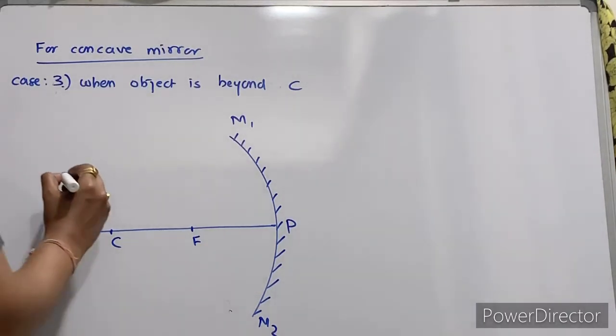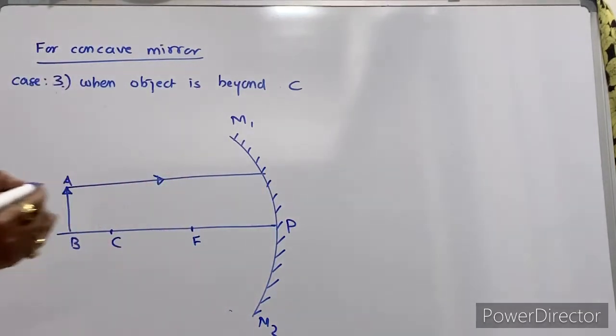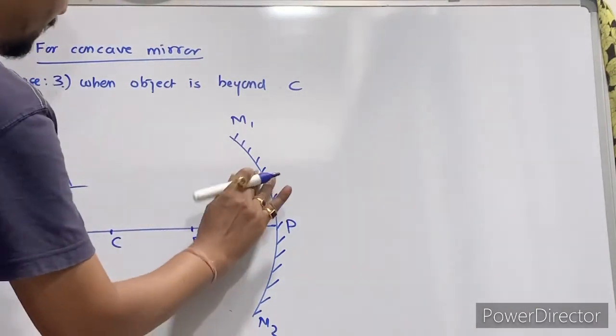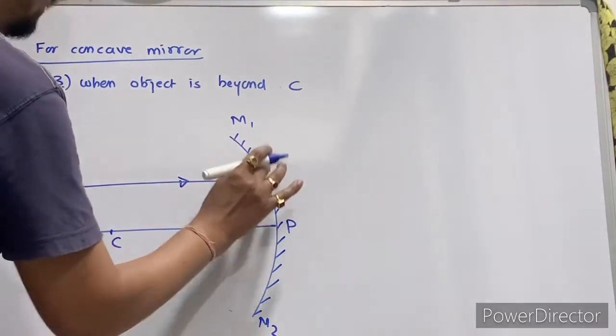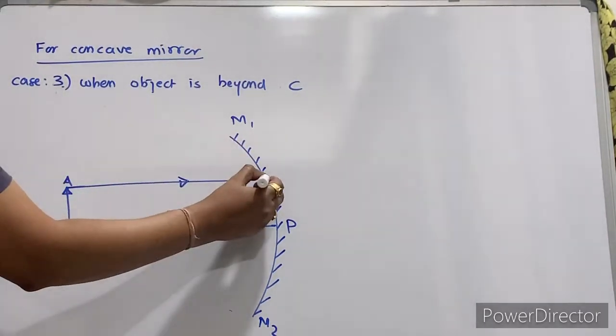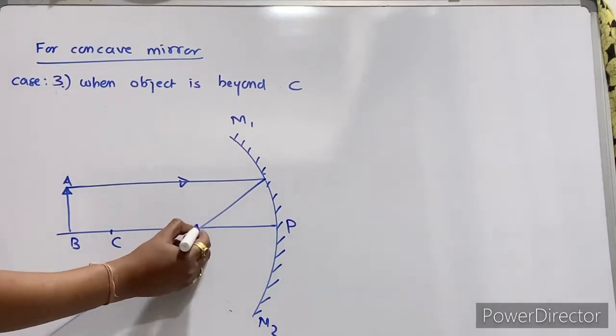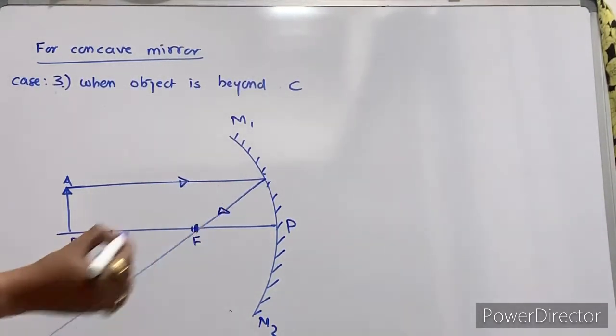The first ray will go parallel to the principal axis. This is the first incident ray. It should go like this, parallel to the principal axis. After this, it will pass through the focus. I will just shift this to the focus. This is the reflected ray.